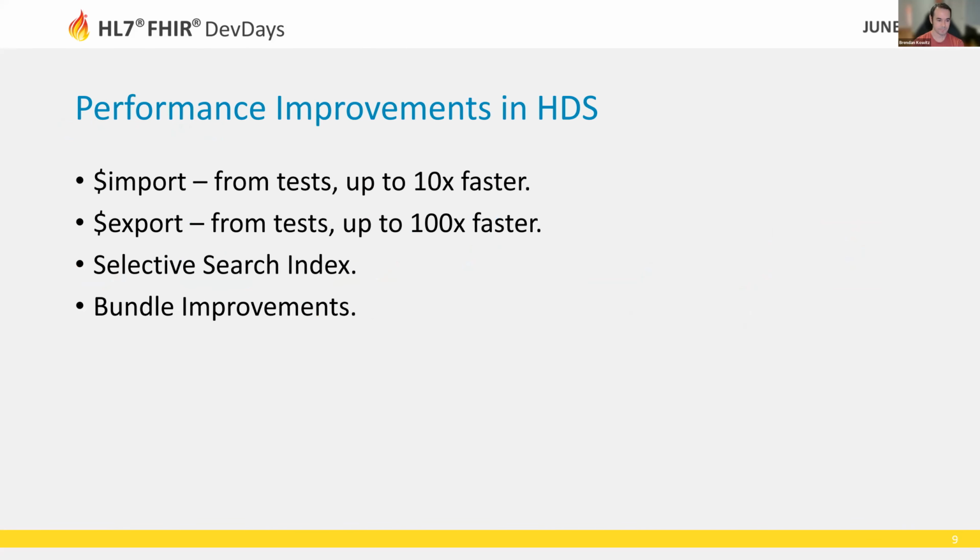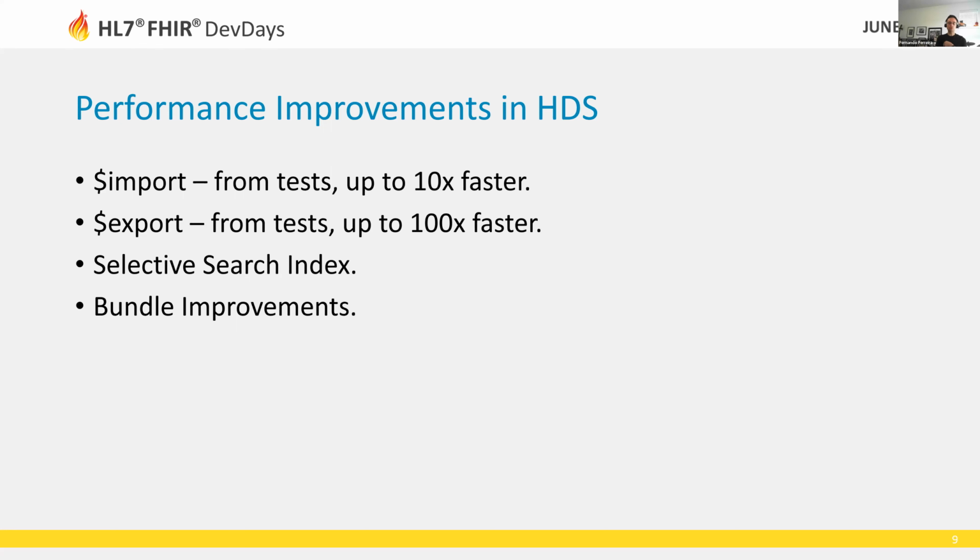Perfect. And now talking a little more about the enhancements that our team has been working on. So on import, from our tests, from our validations, import became 10 times faster than it was before. Export, given our tests, became 100 times faster than it was before. And we are also working on a new feature called Selective Search Index that will allow you to selectively choose the search indexes that make sense for your application and remove the ones that don't make sense. And then you are going to save space in your health data service.